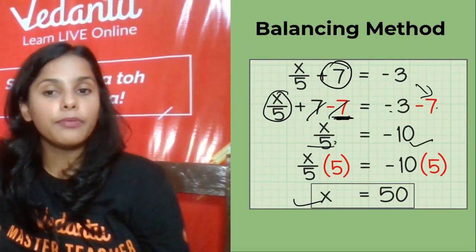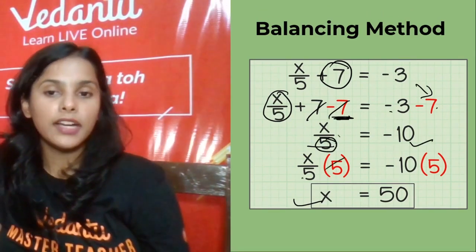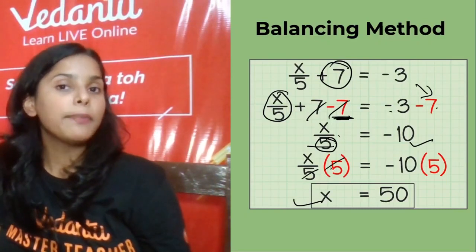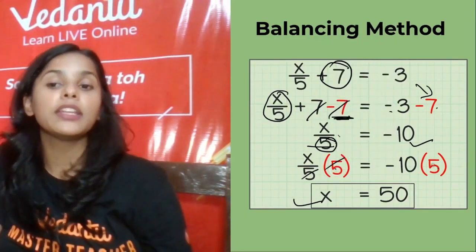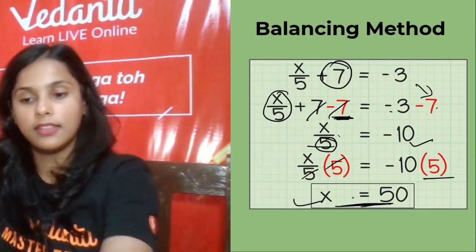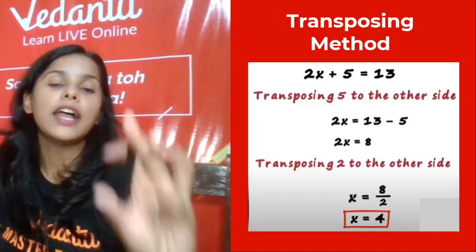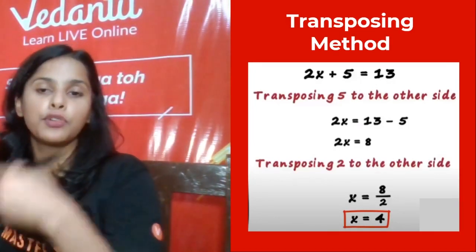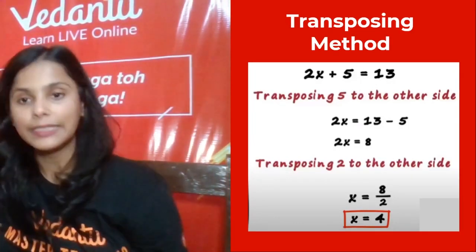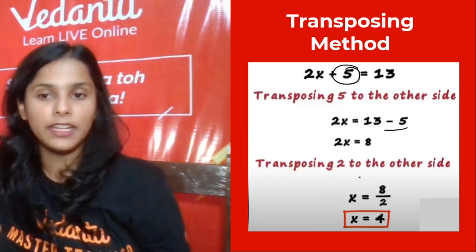Now in order to remove this 5, can we multiply by 5 so that it cancels out? If you are multiplying by 5 in LHS, you have to do it in RHS also. So it became x is equal to 50 as your answer. Okay. Now what is transposing? Taking the values from one side to the other in order to find out the variable's value. Simple.